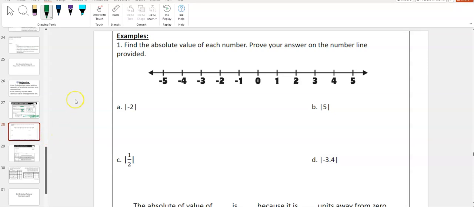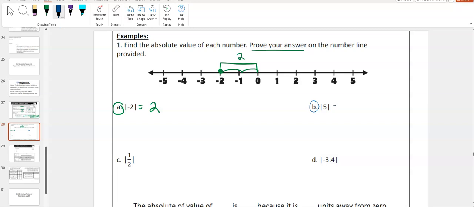All right. So now we're going to do some examples. So this first one is super simple. We have the absolute value of -2. So not only are we going to write the absolute value of -2 as +2, but we have to prove our answers on this number line. So we're going to do like they did. We're going to draw that dot on -2, and we're going to show the distance to 0, or the hops, which is 2. So therefore, I proved that the absolute value of -2 is +2 because it is 2 hops away from 0.